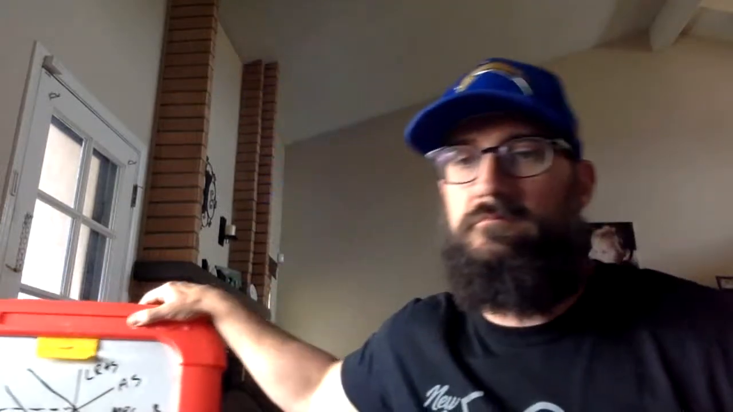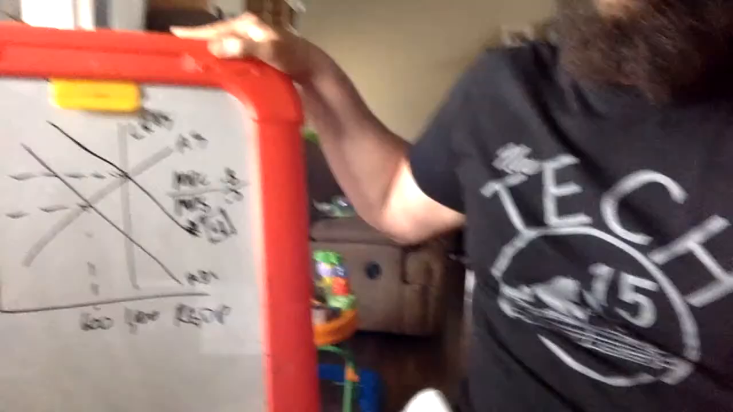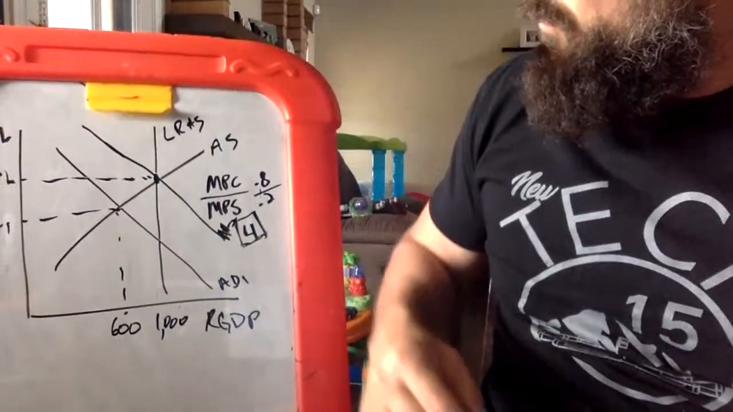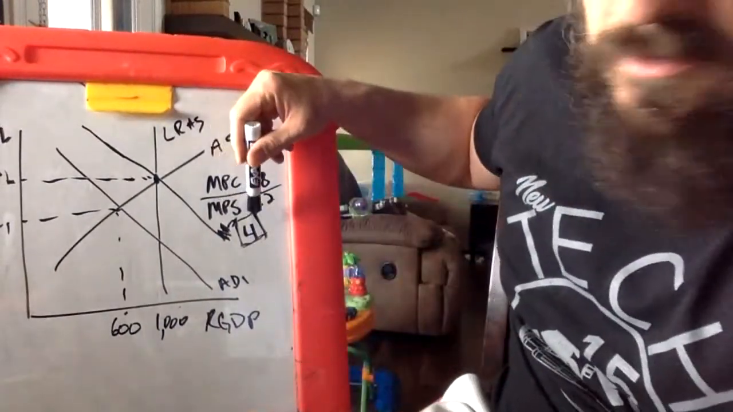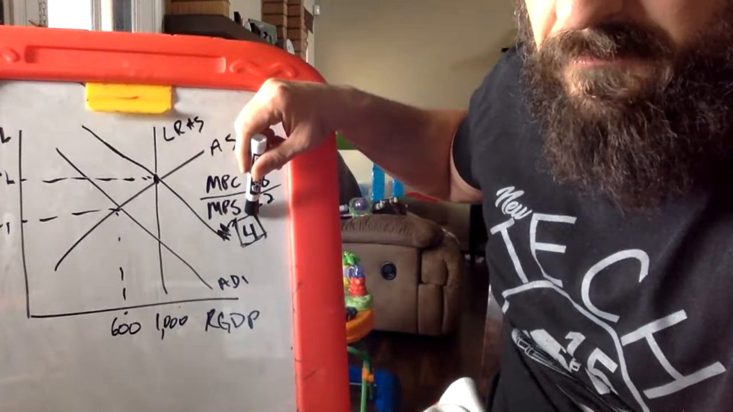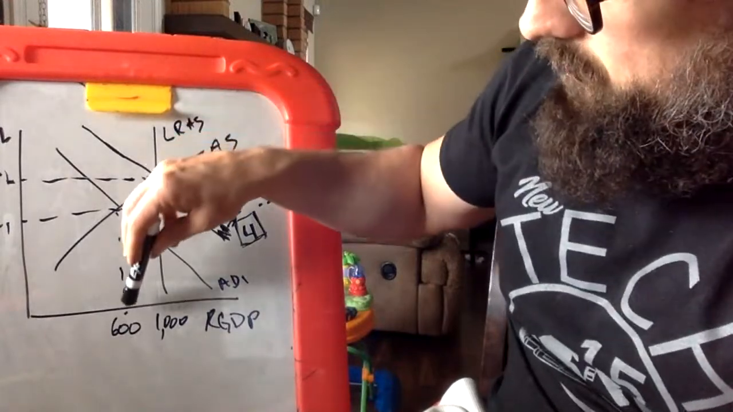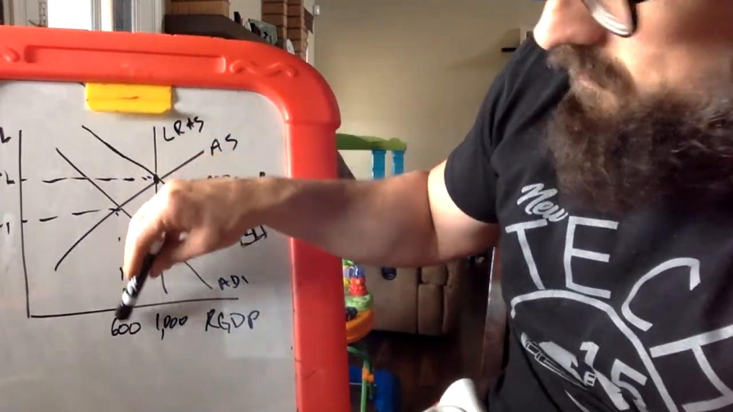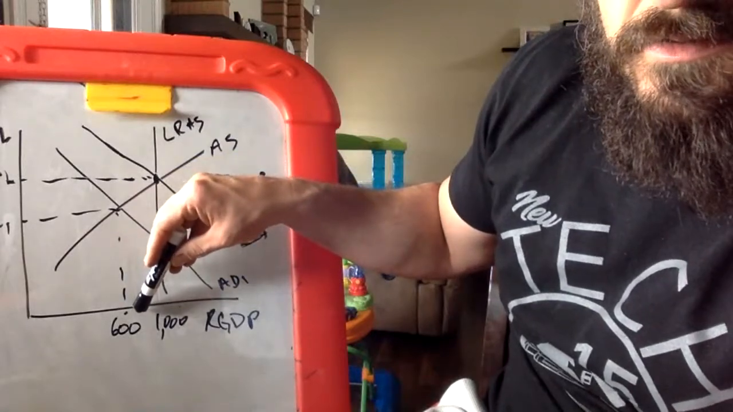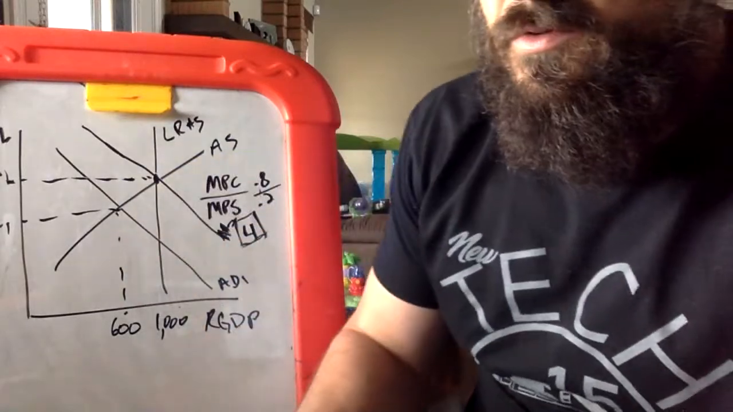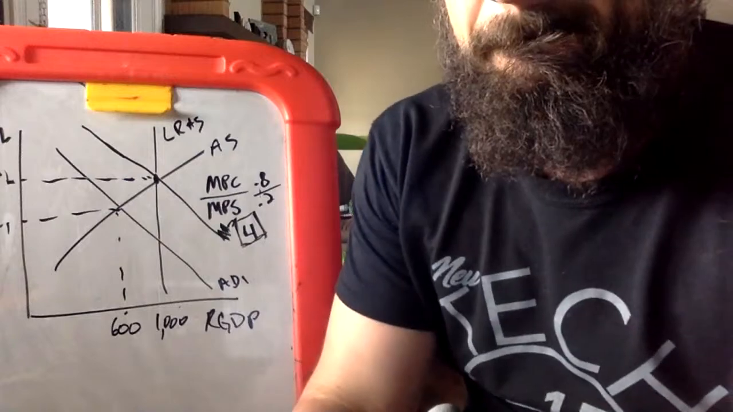The government would only, in this example here, spend 100 billion. And why would they spend 100 billion? Because you take that 100 billion, you multiply it times the multiplier, which is 4. That's 400 billion. So take 400 billion, add that to the 600 billion, and that's going to give you 1,000 billion, right?